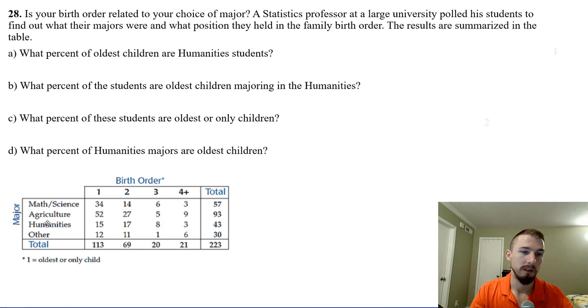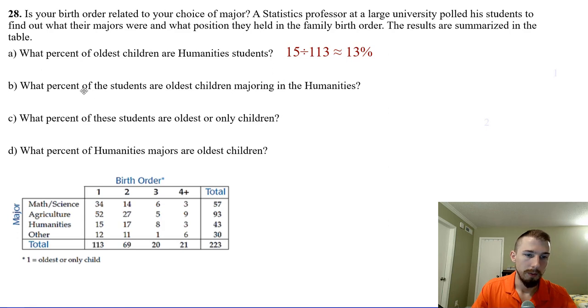So what percent of oldest children are humanities students? The first question we need to ask is who's the denominator? Who are we talking about? Of the oldest children. How many do we have that were the oldest children? Out of the 113, what percent of those were humanities majors? That would be 15 out of 113, which is going to give us a percentage of about 13%.